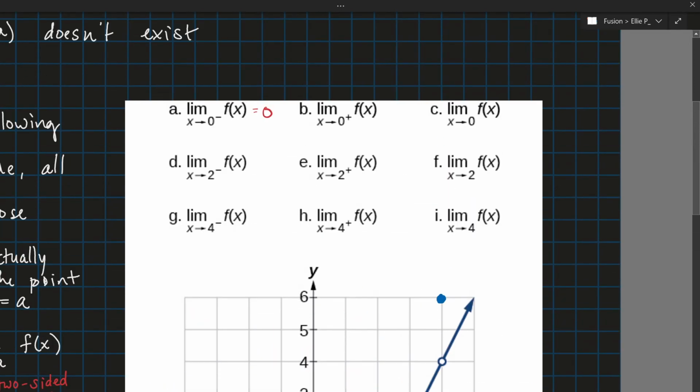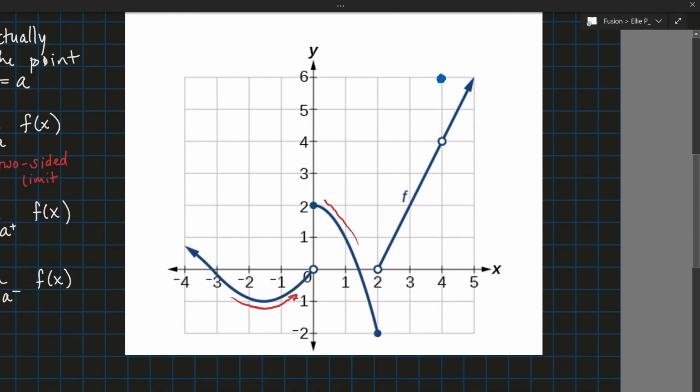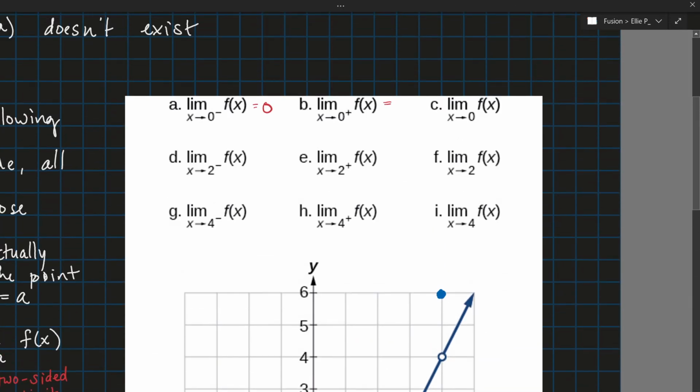Okay. And then the next one is the same thing, but from the positive side. And so we'd follow it like that. And so what would that equal? 0. No. 2. Yeah, exactly. Because on the positive side, it stops here. You follow it, again, we're not actually going to 0. You follow it all the way up to x equals 0. So yeah, it equals 2. So what about the two-sided limit? It does not exist. Good.